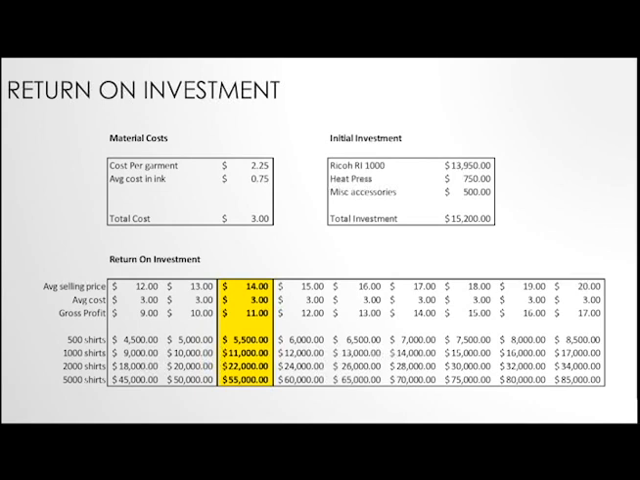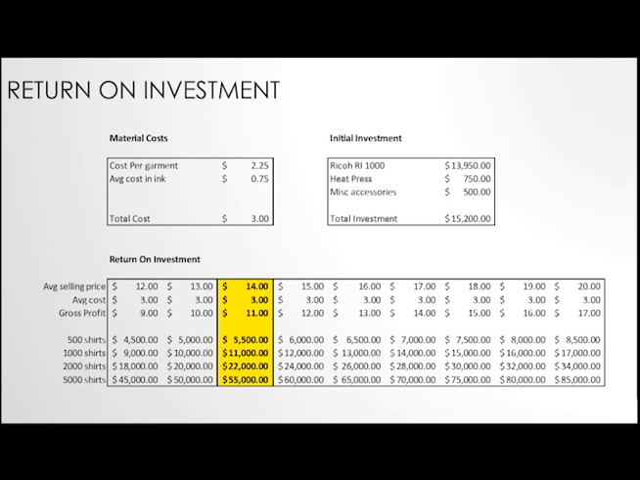Now down here, this return on investment box, I want to point out that this highlighted yellow is the average selling price. And what I mean by that is if you factor in people that are printing on demand, meaning selling one shirt at a time, and then factor in people that are doing wholesale, doing bulk orders, and you take all of those numbers and you come up with an average selling price, it's $14. Okay, that's the average selling price per shirt, which means if you take $14 minus your average cost, your gross profit is $11.